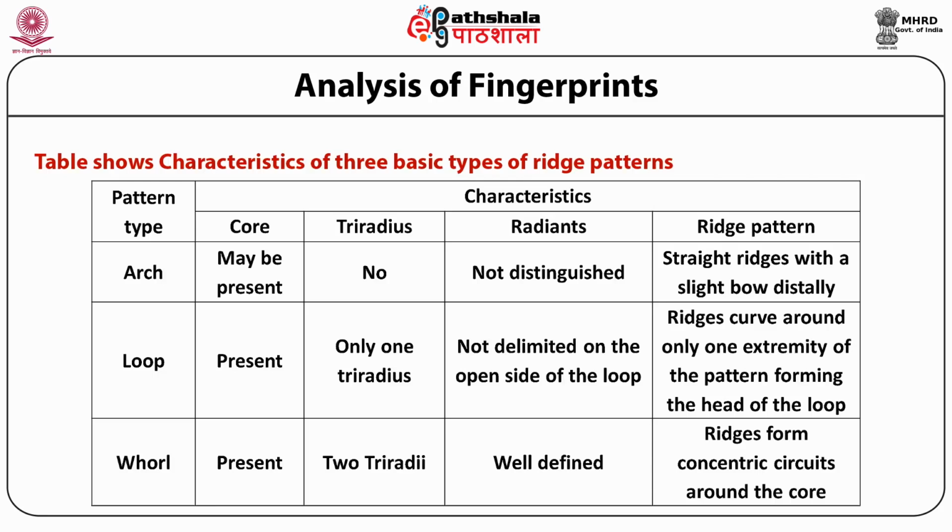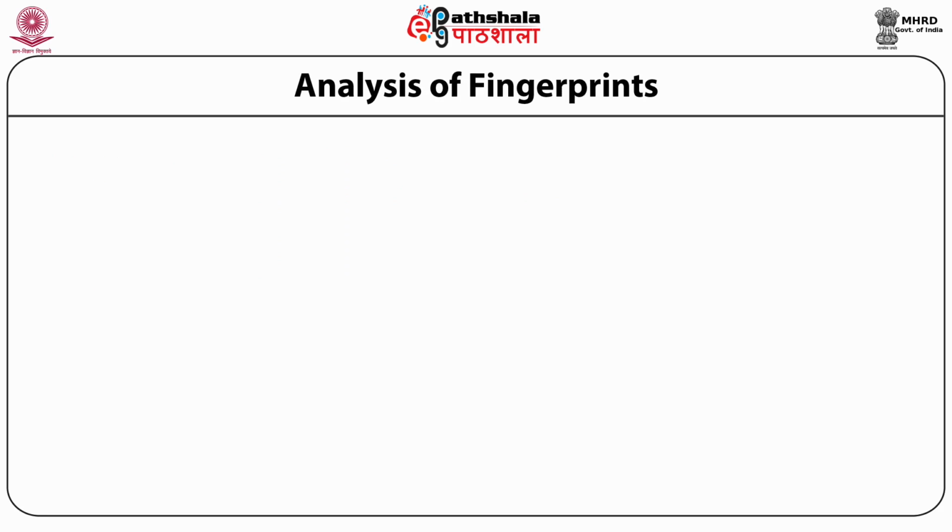In loop pattern, core is present, they have only one tri-radius, radiants are not delimited on the open side of the loop, and they have ridges curve around only one extremity of the pattern, forming the head of the loop. And in whorl, core is present, they have two tri-radii, radiants are well defined, and the ridges form concentric circuits around the core. Now, you will be studying how to analyze fingerprints.